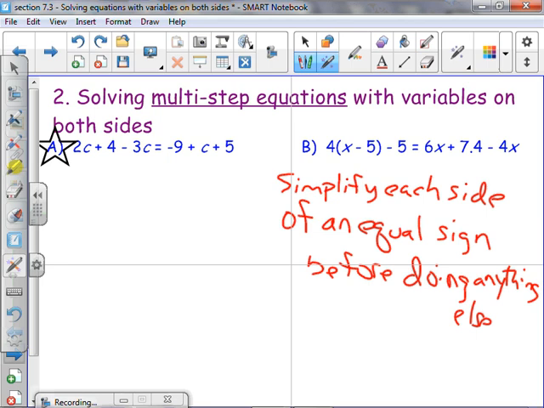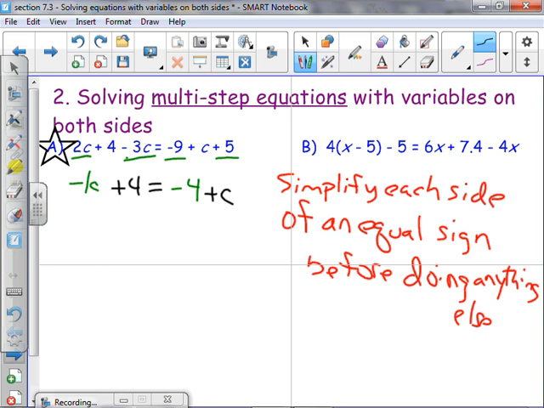That means we're going to look at this side here and see, can I simplify this by itself before I try to do anything else? Same thing over here. And the answer to both of those questions is yes, I can. On the left-hand side, I have 2c, 3c, and I'm going to definitely simplify those. 2c take away 3c is going to be negative 1c, or just negative c. And the plus 4 stays the same. And then on the right-hand side, this negative 9 plus 5 is going to simplify to negative 4. And then the plus c stays.